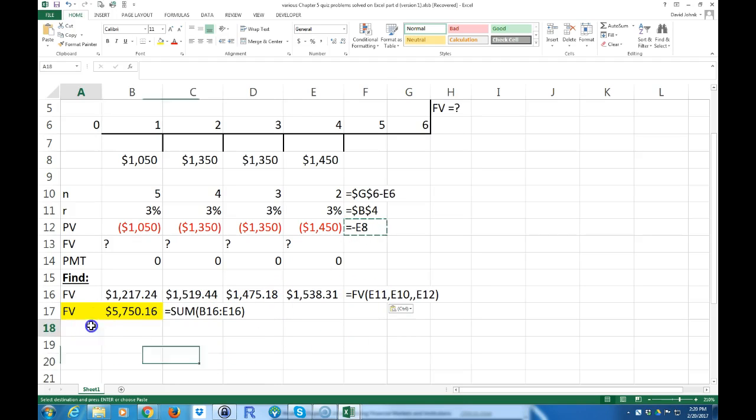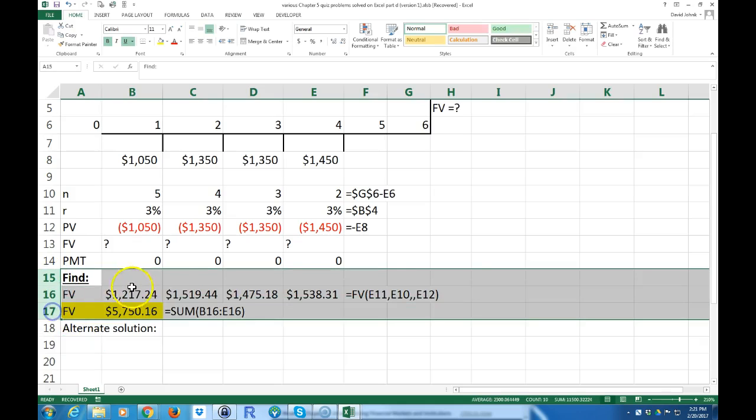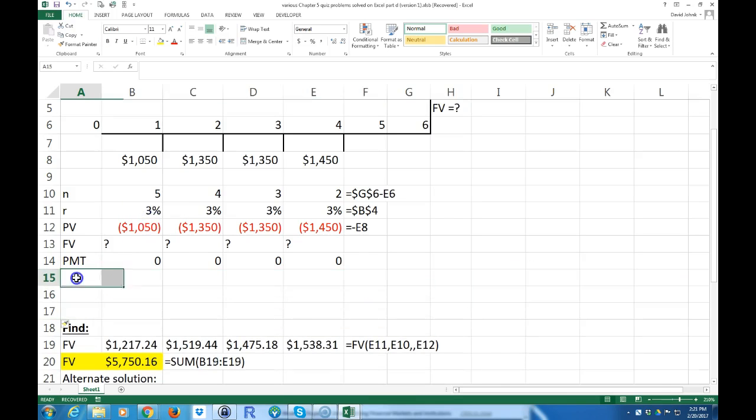Okay. So there's an alternate way we could do it. I guess I got kind of messed up here, so I'm going to insert here. This is what I'm going to find, right? I'm going to find the future value. And this is the solution.